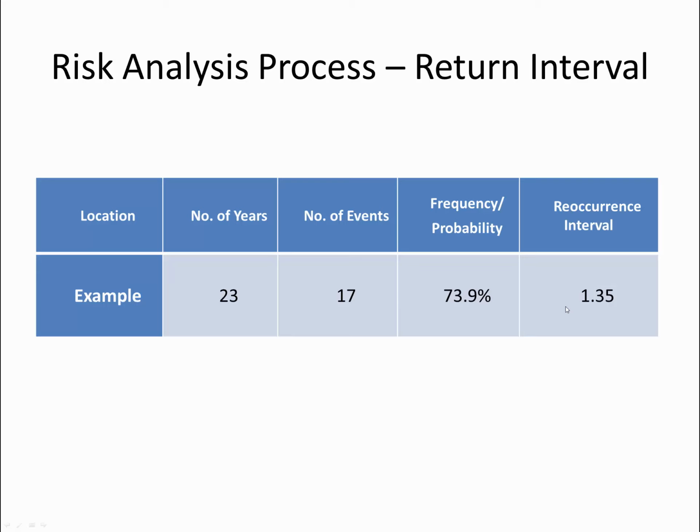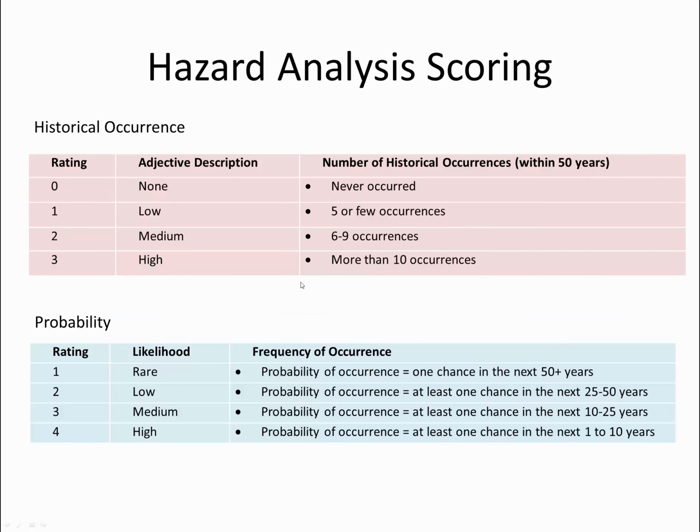To determine the amount of time between reoccurrences, we look at the inverse of the probability, which gives us a reoccurrence interval of 1.35 years. Once we have determined the occurrence interval and the probability, we score the hazards based on 5 specific criteria. Historical occurrences looks at the number of occurrences, which we've just described, over a recorded period of time, hopefully 50 years or greater if possible.